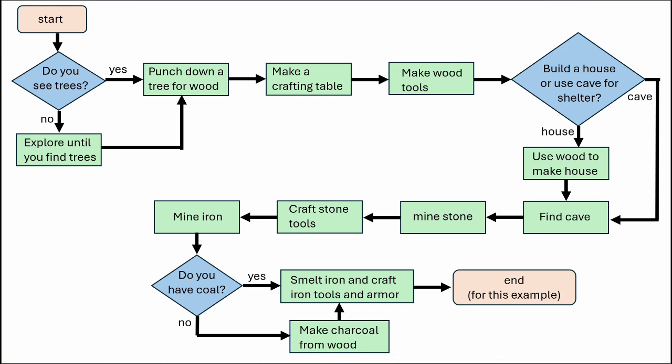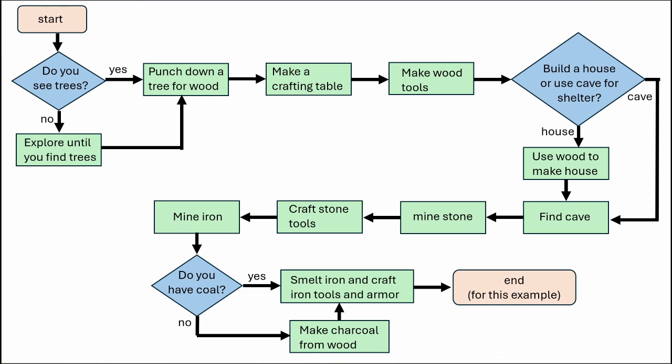And then remember we said the diamond, that's your asking question, and it has two exits. So if yes, then you go in this one direction. If no, then you go in this other direction. So we could say, if you don't see any trees, then explore until you find trees, right? Move to a new biome, move to a forest biome. And then if yes, then you can go to this next step over here, and that says punch down a tree to get some wood, right?